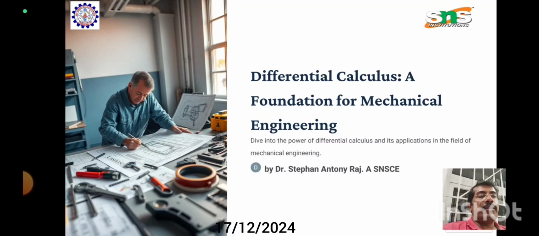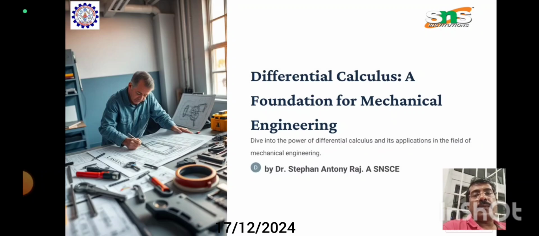As you know, differential calculus is very important for the field of engineering. So let us discuss the power of differential calculus and its applications in the field of mechanical engineering. In your day-to-day life, we can see that everything can be connected with a differential equation if there is a rate of change. When there is a rate of change, sure, we can work with differential calculus.